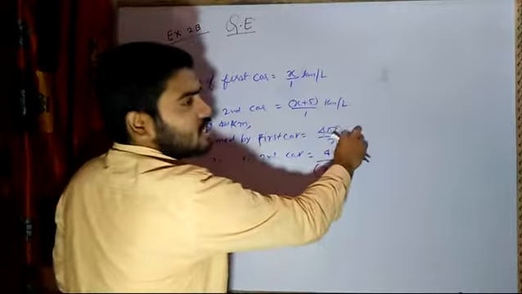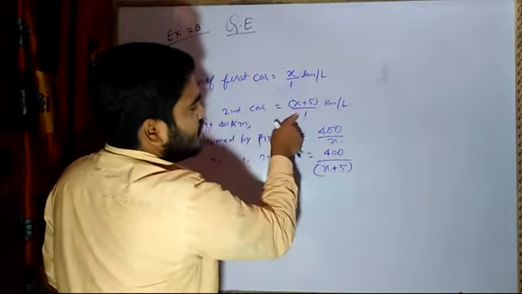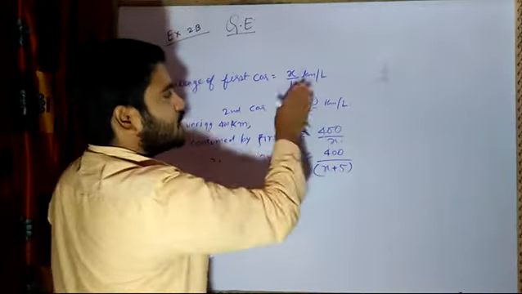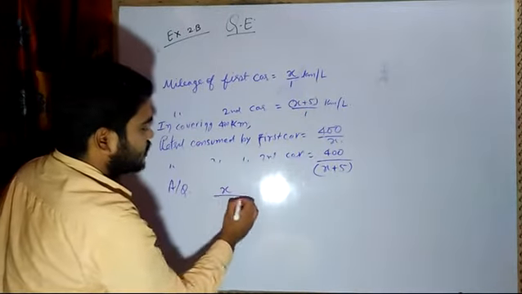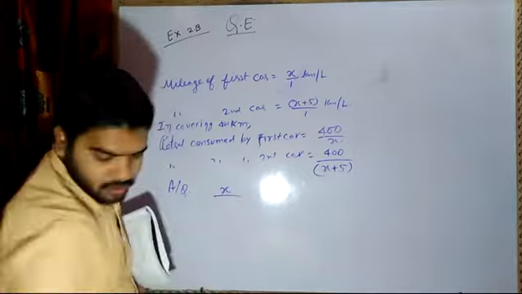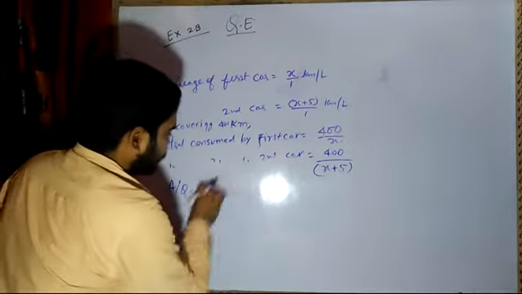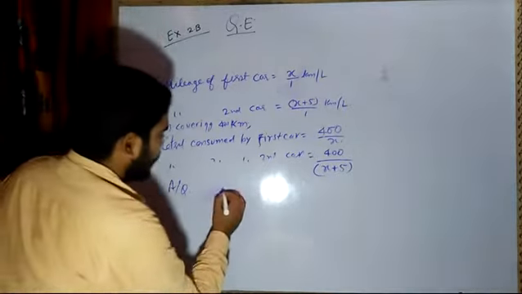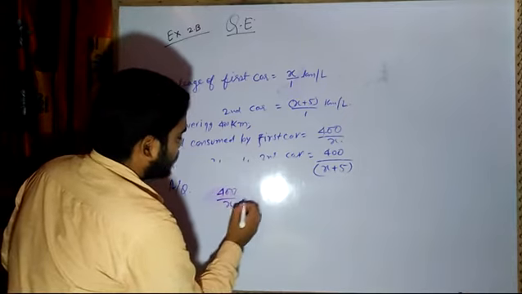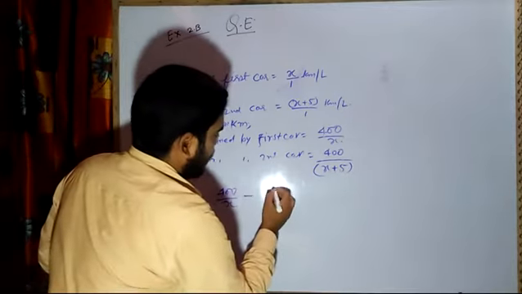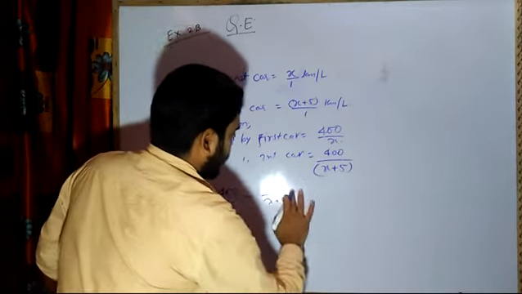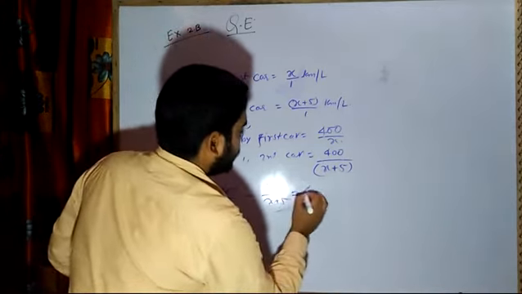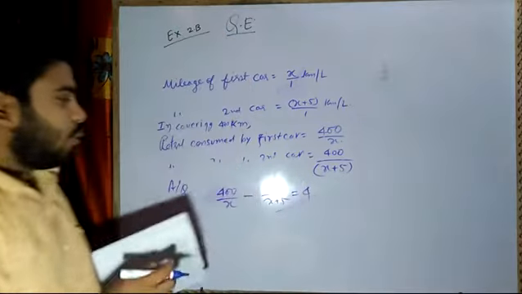Now according to the question, car 1 uses 4 liter more. That means its mileage is very poor. As you can see here, this is covering x plus 5 kilometer and this is covering only x kilometer. Mileage is very poor. So I can write 400 upon x minus 400 upon x plus 5, no need for a bracket, is equal to 4. This will be the equation framing.